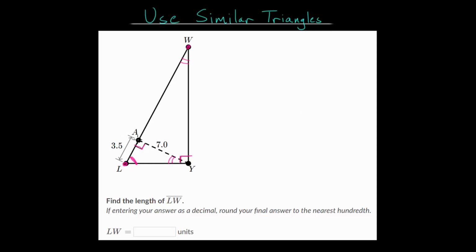So let's start by first redrawing this triangle YAL so that it's oriented the same way as the bigger triangle. And when you redraw these, it will make it a little bit easier to set up the proportionality equations. So we have this triangle YAL, where this is the 90-degree angle. And we can write that triangle YAL is similar to the bigger triangle, which is triangle WYL.